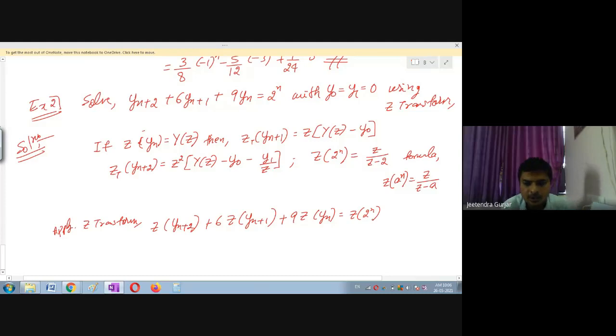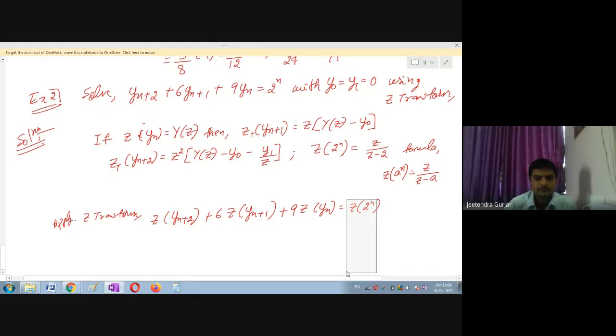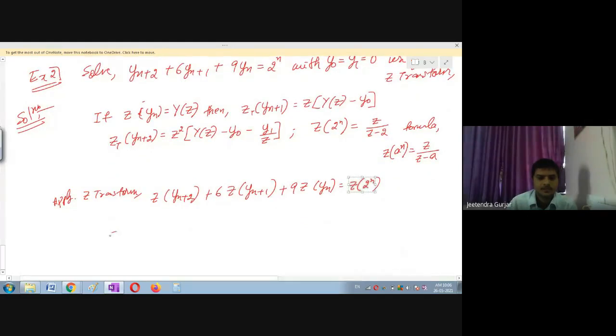Yes, Prajwal, I want answer from you. Please solve this example. Tell me what you will get. Okay, just substitute the values now. Already the formulas I have given here. Z transform, this is all Z transform.